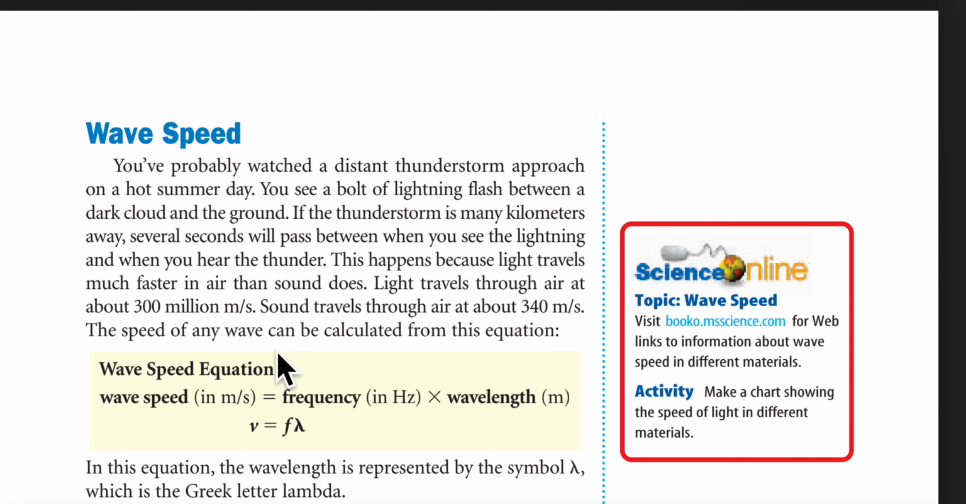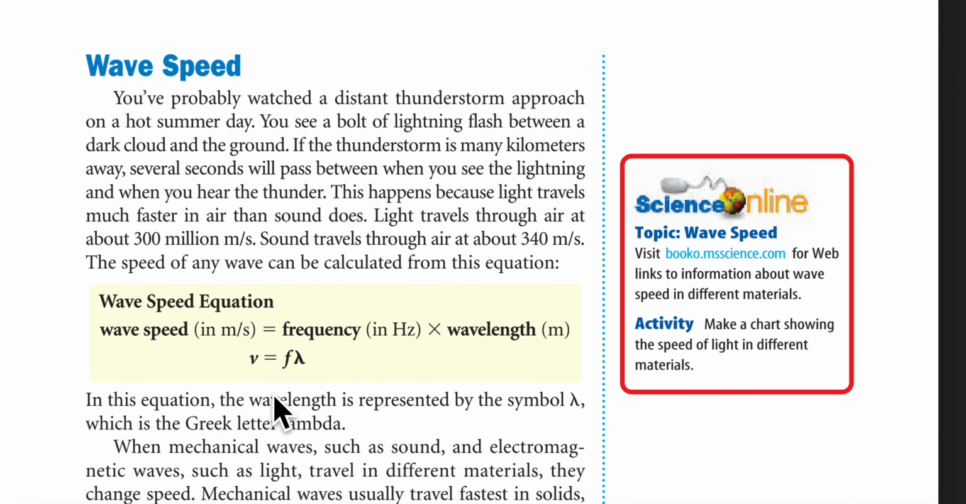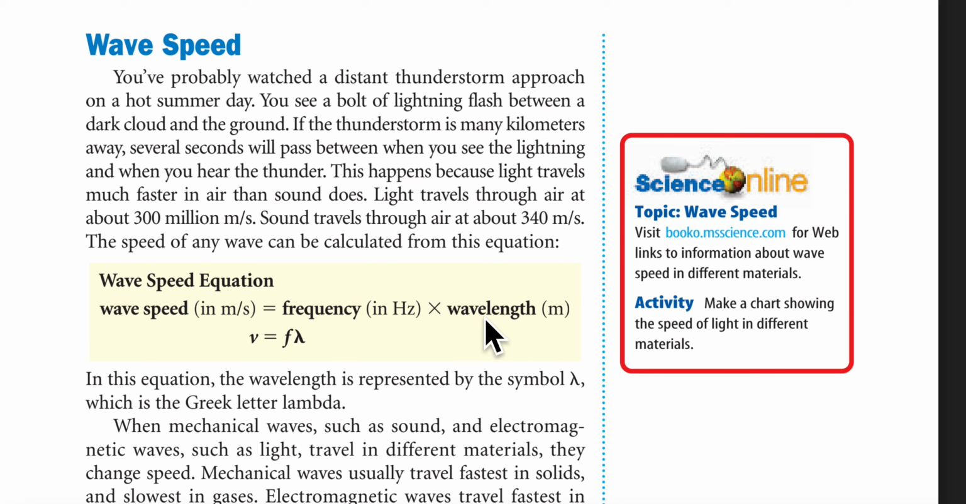The speed of any wave can be calculated from this equation. Frequency times wavelength equals the wave speed, written as: v = f × λ. In this equation, the wavelength is represented by the symbol lambda, which is the Greek letter lambda.